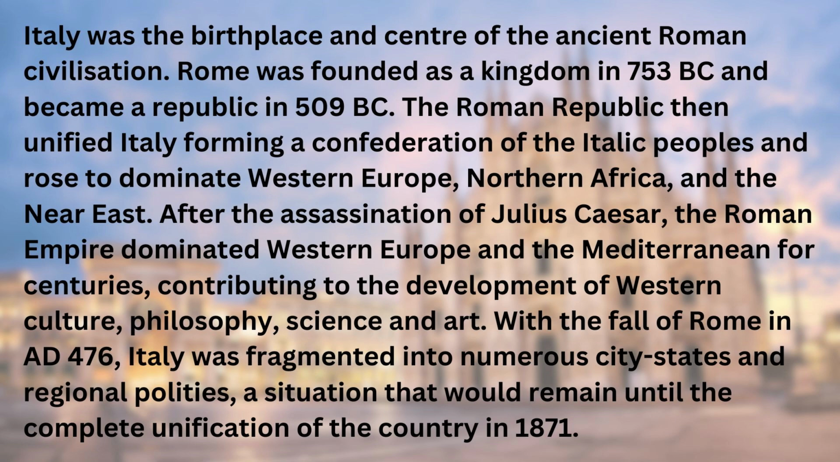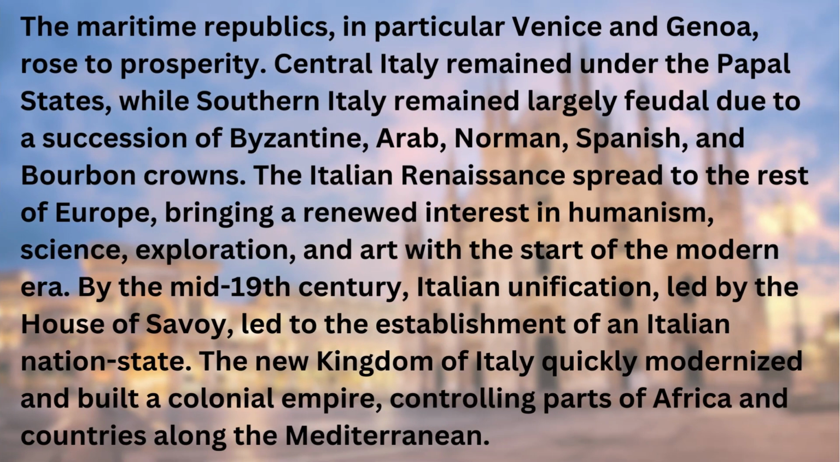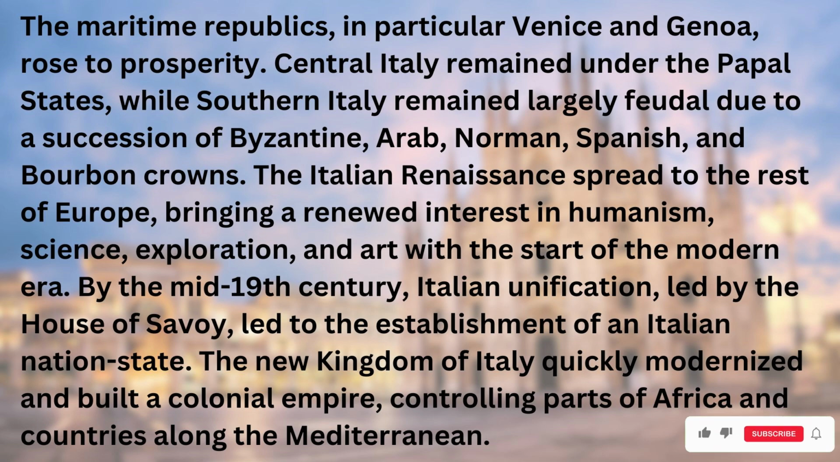With the fall of Rome in AD 476, Italy was fragmented into numerous city-states and regional polities, a situation that would remain until the complete unification of the country in 1871. The maritime republics, in particular Venice and Genoa, rose to prosperity. Central Italy remained under the Papal States, while southern Italy remained largely feudal due to a succession of Byzantine, Arab, Norman, Spanish, and Bourbon crowns. The Italian Renaissance spread to the rest of Europe, bringing a renewed interest in humanism, science, exploration, and art with the start of the modern era.